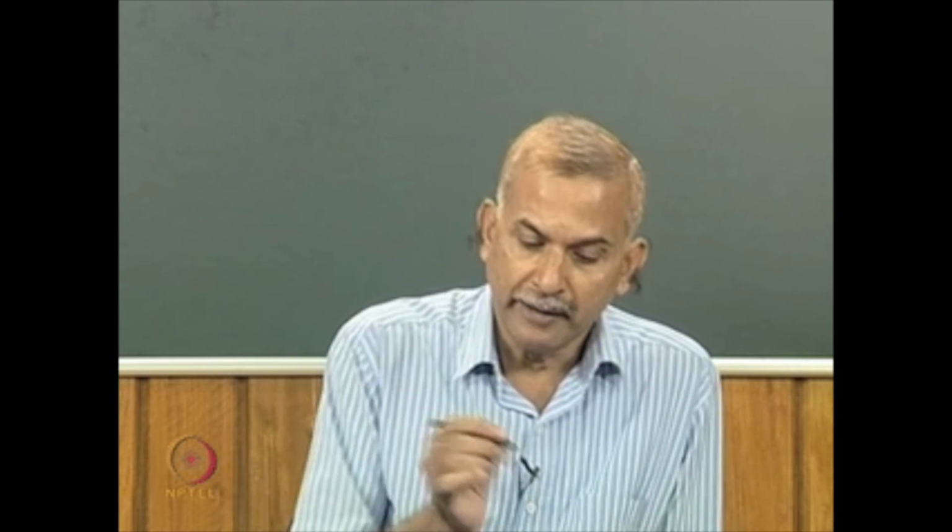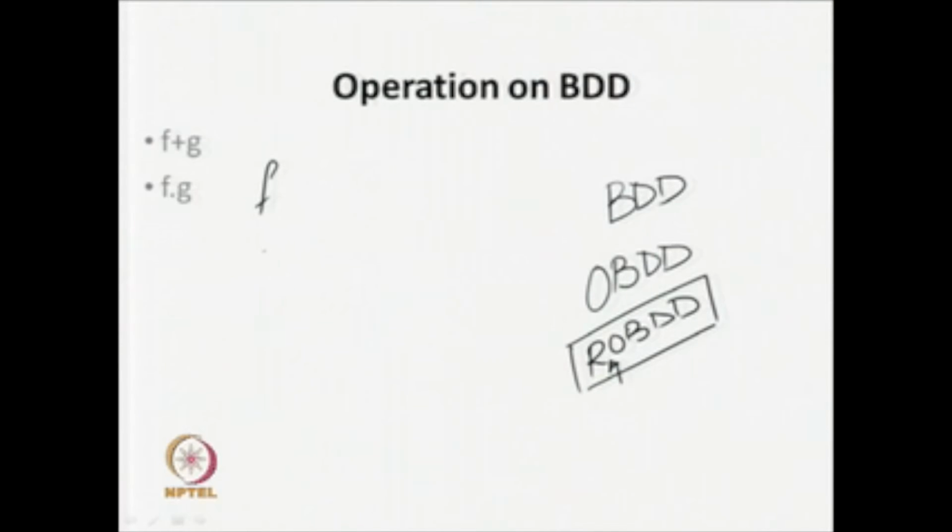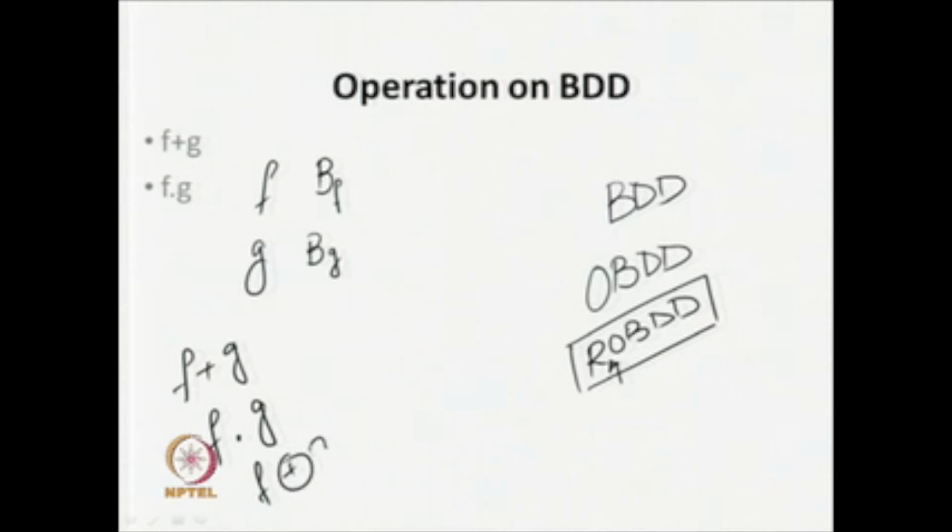Now, when I have two functions f and g, then the BDD representation of f will be bf and the BDD representation of g will be bg. Now, what happens? You can perform the operation f plus g, or you can perform the operation f dot g, or f exclusive-or g like that.